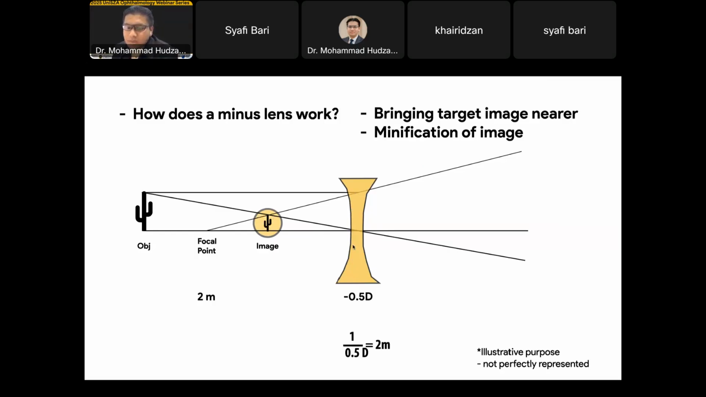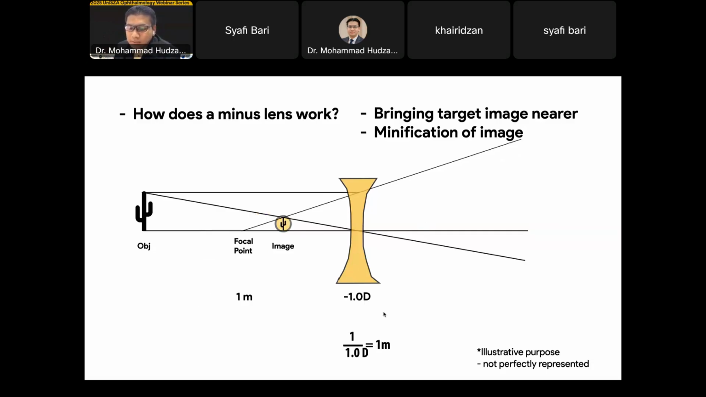So basically, if you put in a minus lens, for example, here you put a minus 0.5, although the object is far away, you are bringing the image nearer to you because of the behavior of the minus lens. It is as if the image is brought forward nearer to you. The higher the power, for example, in this case minus 1 diopter, the image is further nearer to you and further minified. That's how a minus lens works.